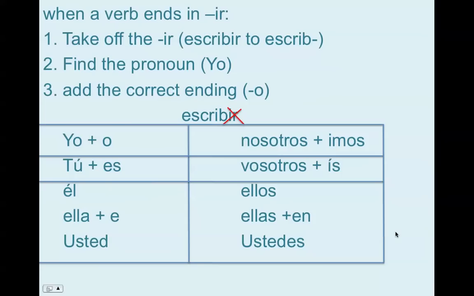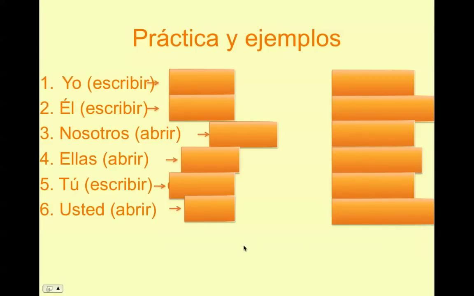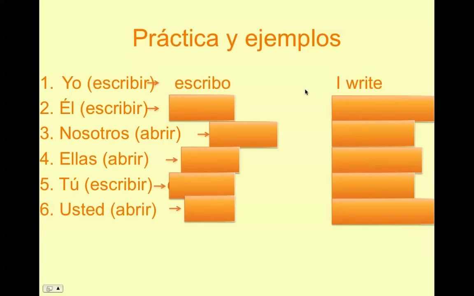Let's take a look at some examples. So if you want to say I write, you take off the IR, you find your pronoun. Now looking at the chart that you just copied down, what is the last letter for any yo verb? It is an O, so your verb is escribo, and that means I write.